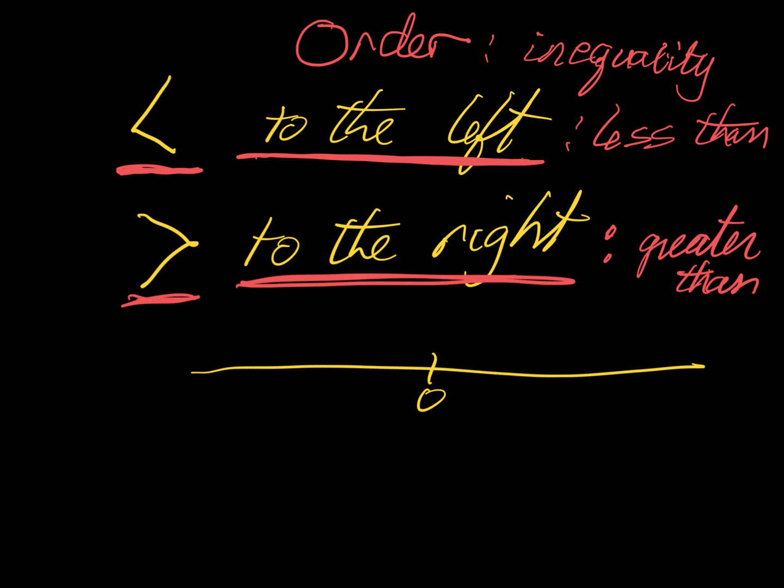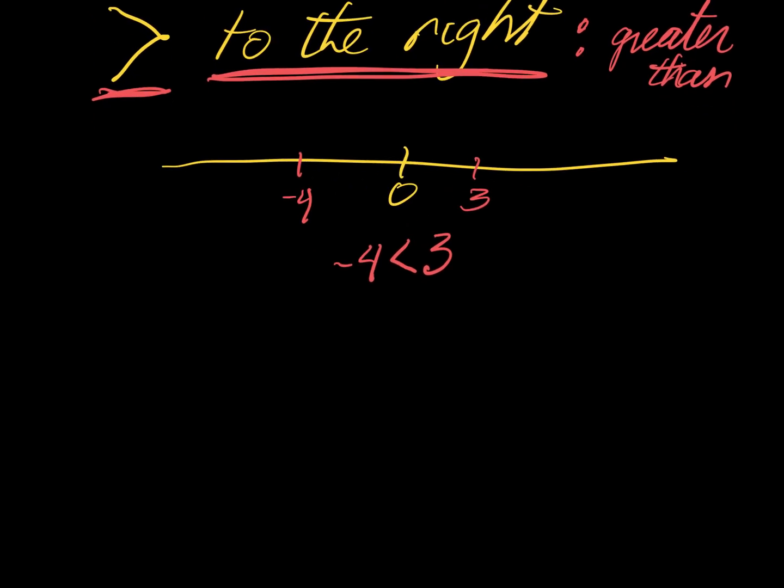I could put the numbers, say, -4 and 3 on the number line, and I could say, oh, -4 is to the left of 3, so -4 is less than 3. Okay? So if you put the numbers in the right spot, you can talk about that. All right? Let's do a trickier one.